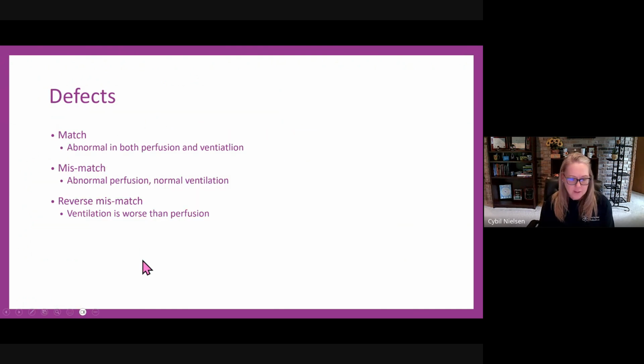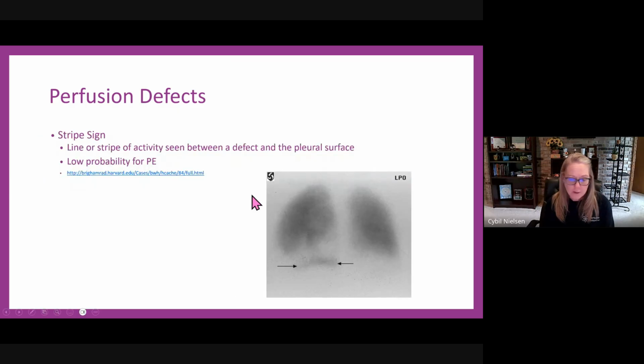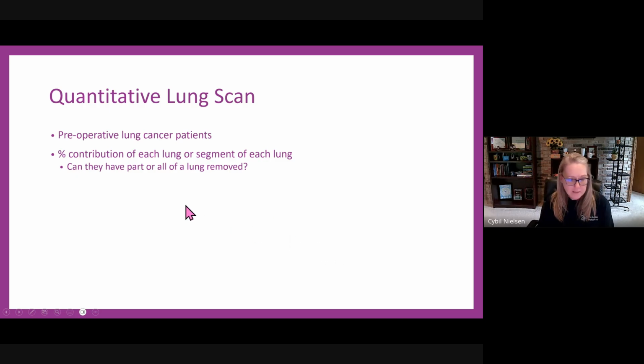Okay. Matching defect is in both perfusion and ventilation. Mismatch is just perfusion abnormality. Fissure sign here, this is actually low probability for PE. This is just a line corresponding with interlobar fissures. And then the stripe sign is where you see some activity below a defect. That's also low probability.